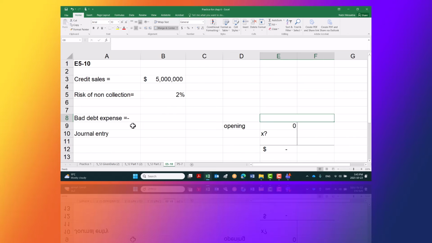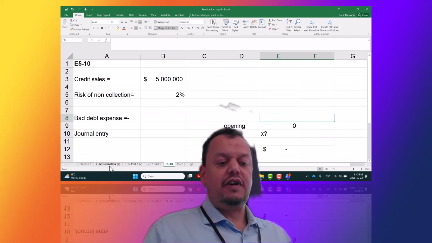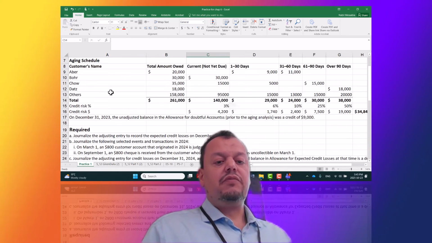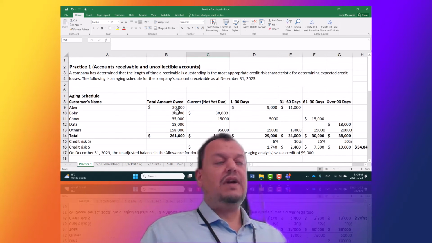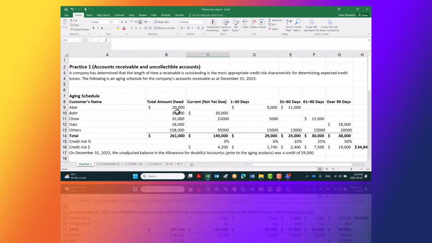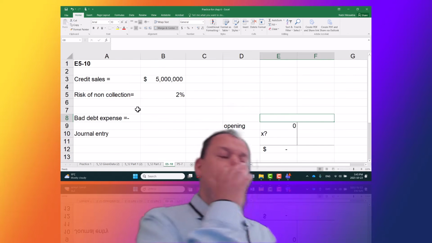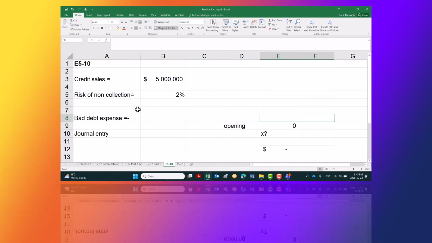So the other way to do this, this is the allowance method. This is what we have done before in the first practice, which means preparing an aging balance of the receivables and doing the allowance method. Now this is a practice on another approach where we calculate the bad debt as a percentage of the credit sales.